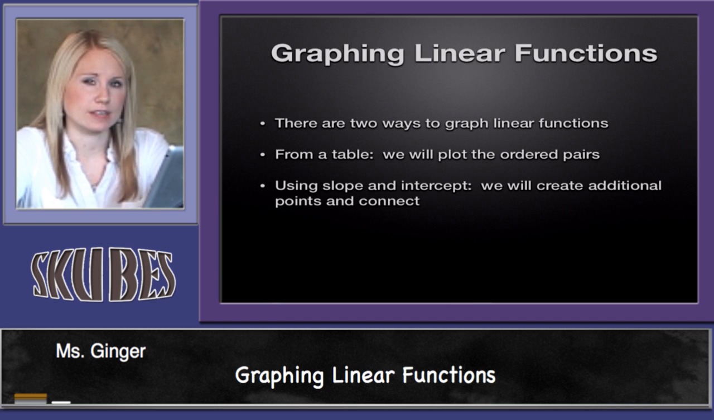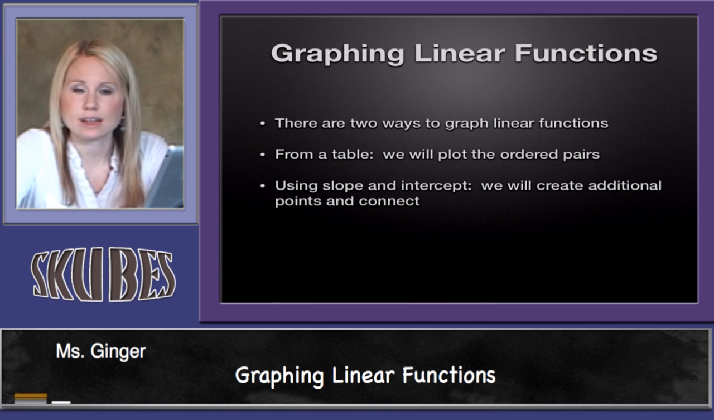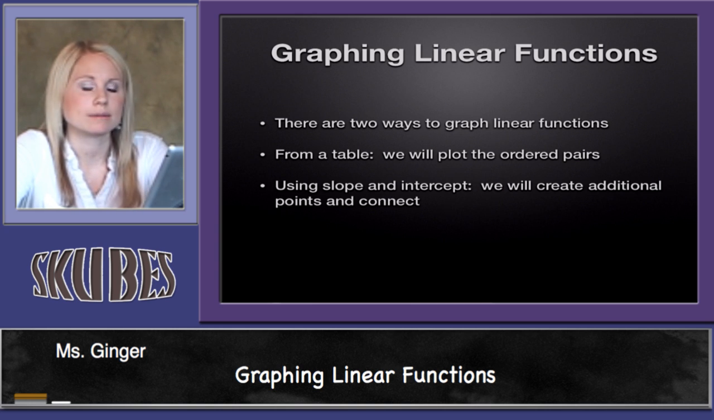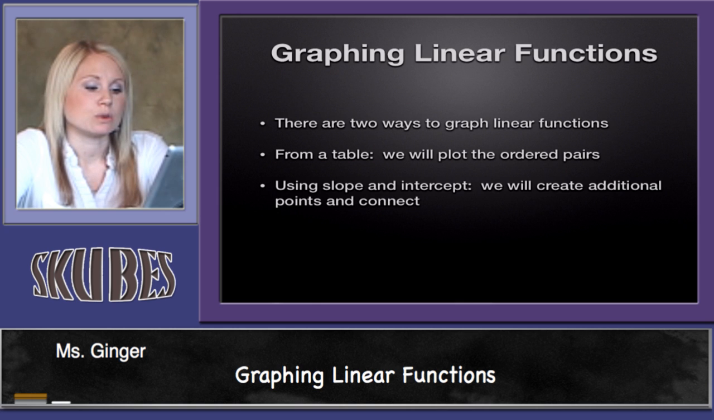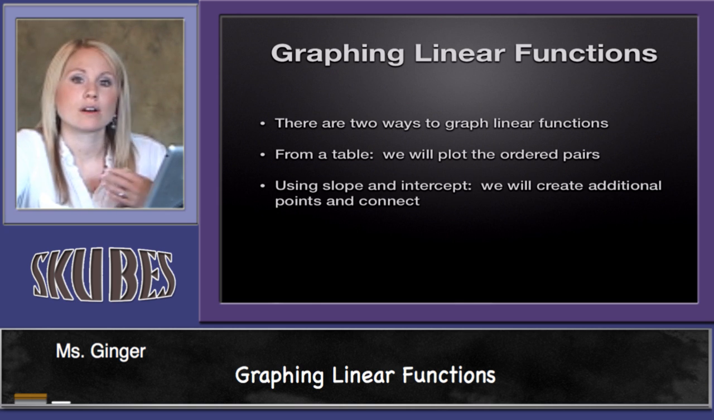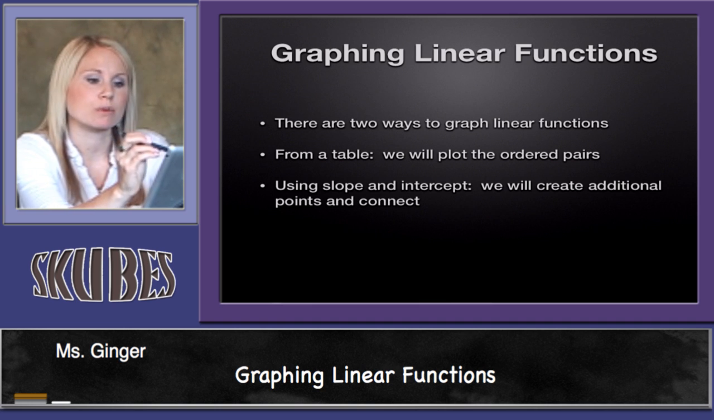There's two ways to graph these. If you're given some information in a chart or a table, you can use those XY ordered pairs and put your coordinates on the graph first and then connect to make sure they do form a straight line. Or you can use the slope and intercept method, which I feel is kind of a shortcut. It's a nice way to easily graph your line without having to come up with a lot of extra coordinate points. So I'm going to show you both ways.